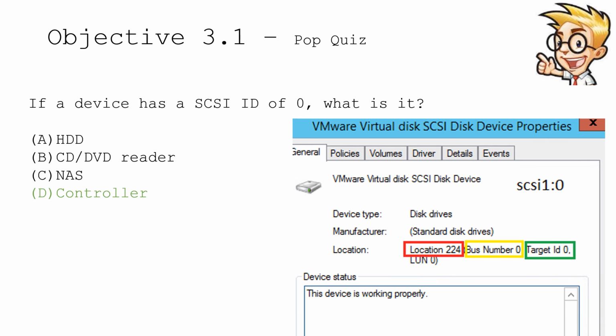And the answer is, ID 0 would be a controller. That's where it starts and is the connection of the interface.